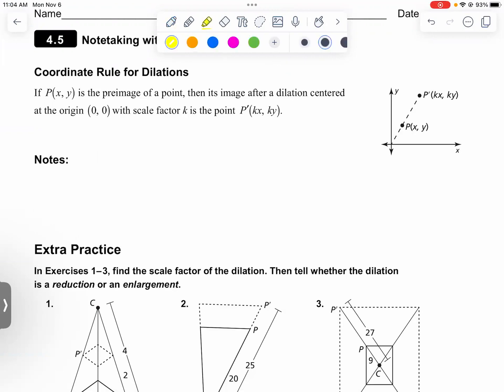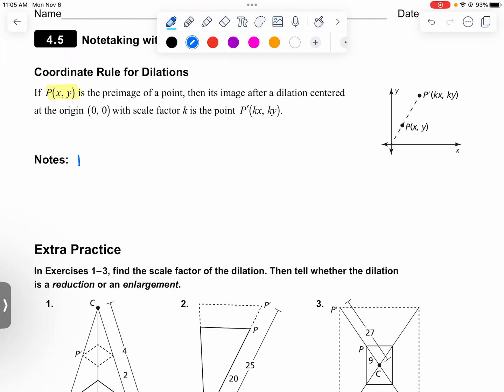Let's pretend that our coordinate is (x, y). That's the pre-image. On the coordinate plane, our dilation is going to be centered at the origin, like that point A we were moving all around. We're just going to keep it there. If we have a scale factor of K, we're basically just going to multiply our coordinates by K.